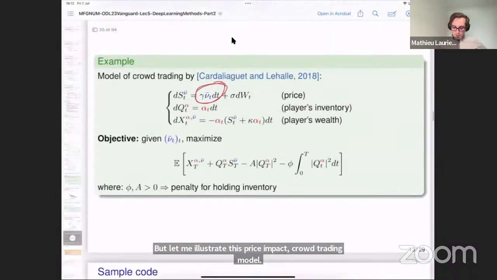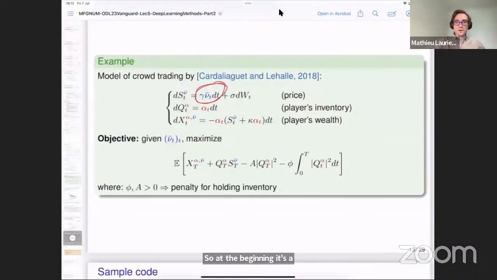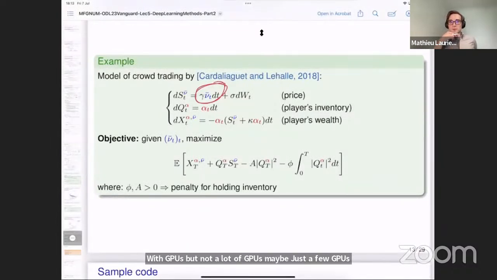At the beginning, it's a model in dimension 3 because you have S, Q, and X. There is one extra question, about parallel computing. I didn't use any parallel computing or sophisticated software. It was implemented in plain TensorFlow with GPUs, but not a lot of GPUs, maybe just a few GPUs, and then it runs in a few hours. But indeed, if you use some really optimized, sophisticated software, maybe you can get it running much faster.